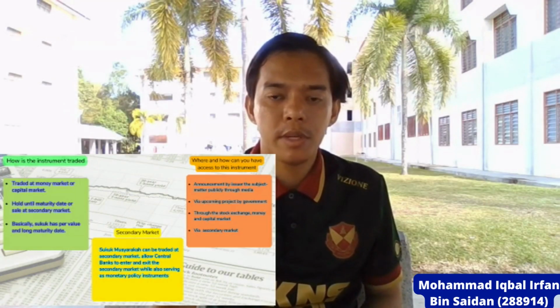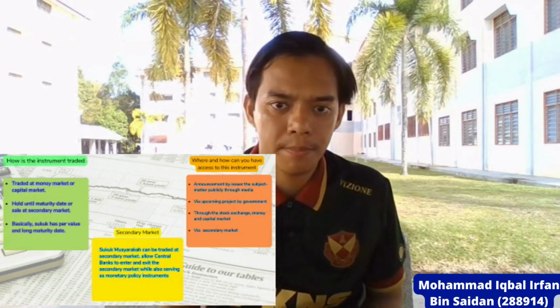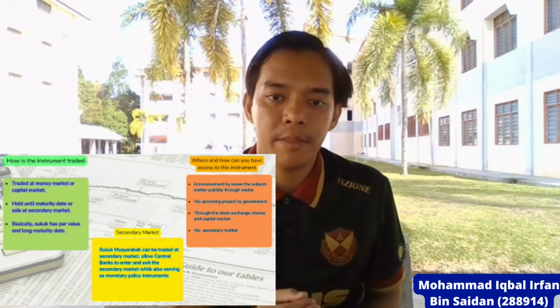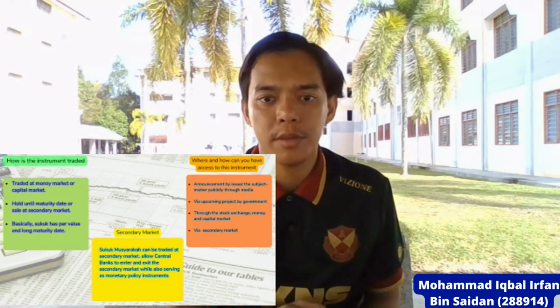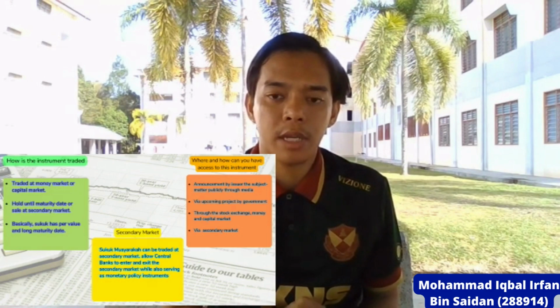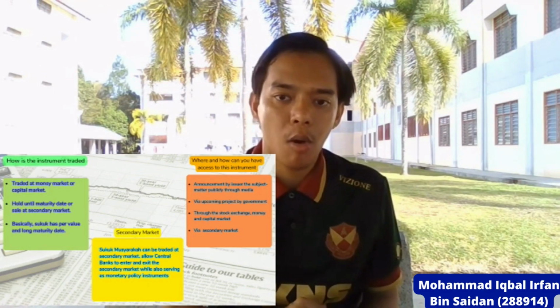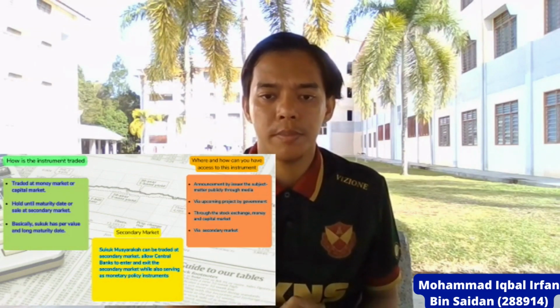So how is the Musyarakah instrument traded? First, it is traded on the money market or capital market. It can be held until the maturity date or sold at the secondary market. Basically, Sukuk has a fair value and long maturity dates. Sukuk Musyarakah can also be traded at the secondary market, allowing the central bank to enter and exit the secondary market while also serving as a monetary policy instrument.